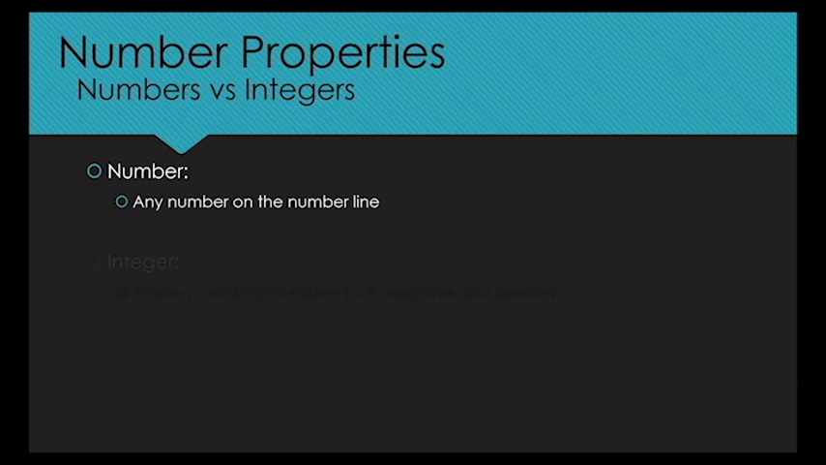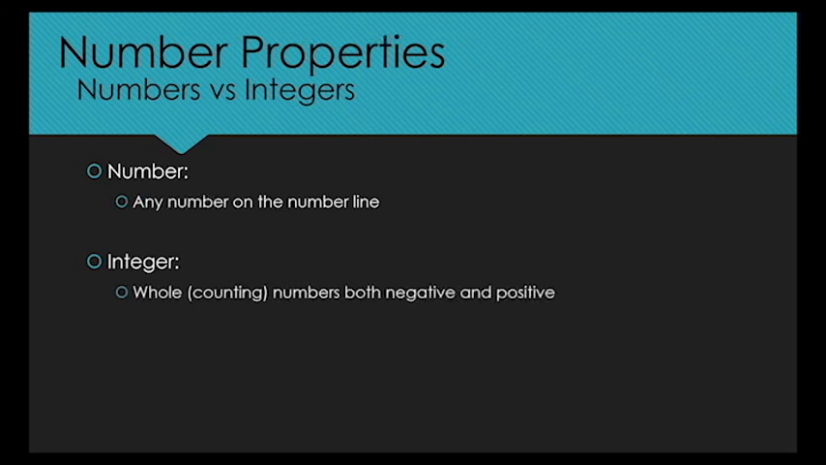If you see the word integer, that is referring to counting numbers, both negative and positive. Negative 1, 0, 1, 2, 3, and so on. That's integers. And again, the word number is more inclusive. It's not just whole numbers. It could be the square root of 2 or negative 3.57. It could be any number. Integers and numbers. Make sure you know the difference.